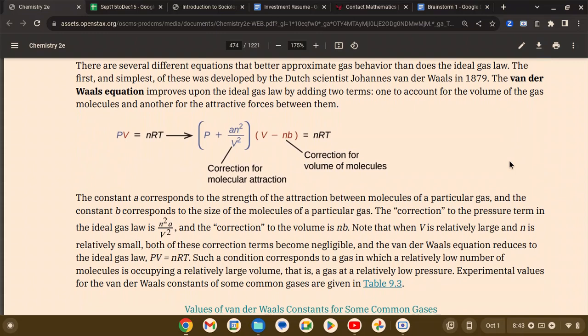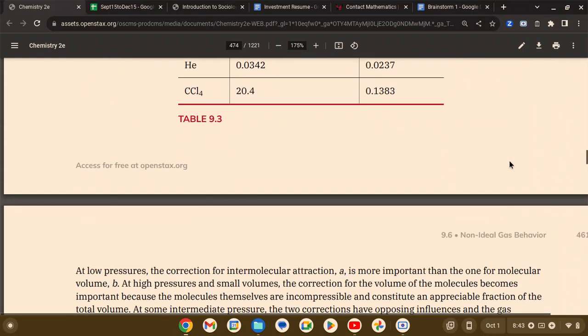The correction to the pressure term in the ideal gas law is n squared a over V squared, and the correction to the volume is nb. Note that when V is relatively large and n is relatively small, both of these correction terms become negligible, and van der Waals' equation reduces to the ideal gas law. Such a condition corresponds to a gas in which a relatively low number of molecules is occupying a relatively large volume, that is, a gas at a relatively low pressure. Experimental values for the van der Waals constants of some common gases are given in Table 9.3.